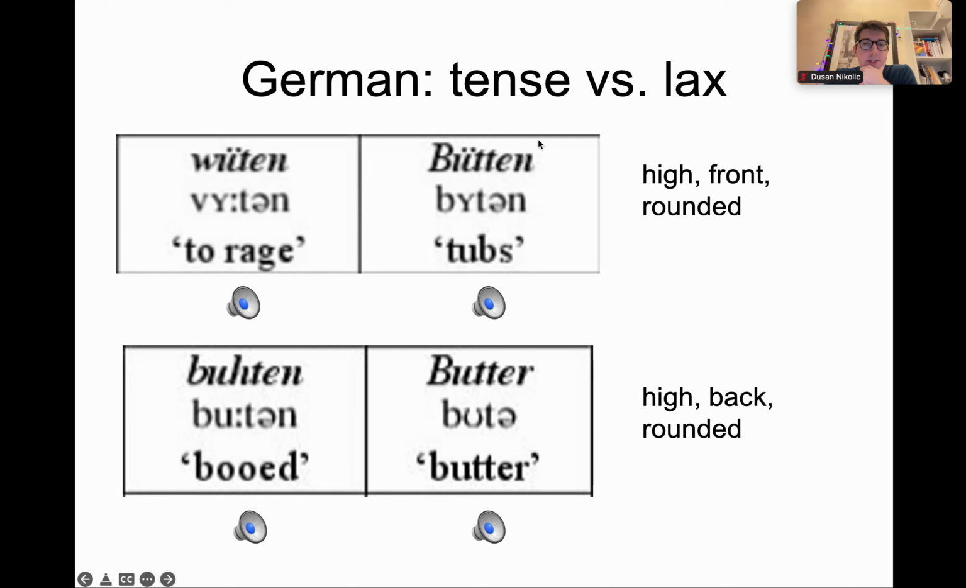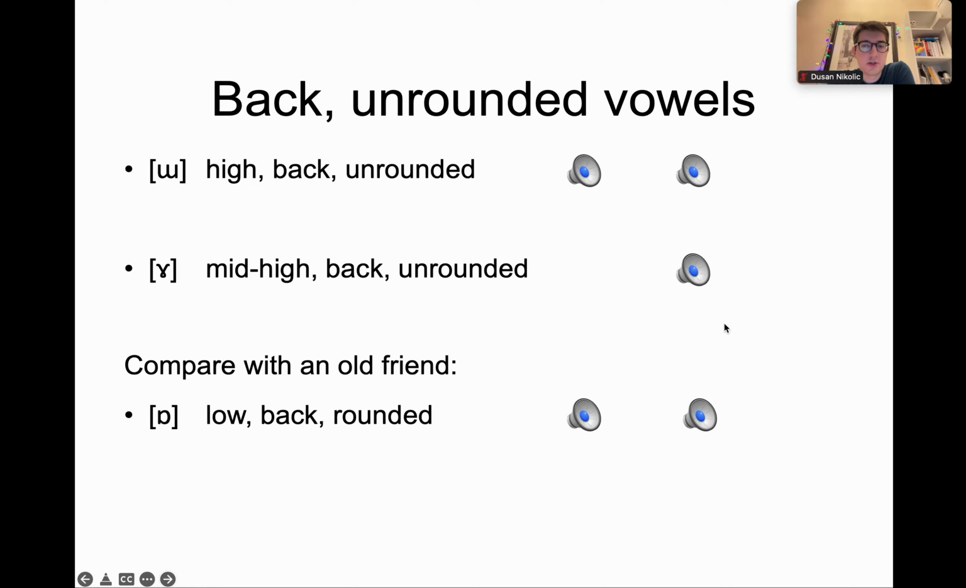All right, and these are wüten, bütten, right, the same, and buten, butter. We have high back rounded and high front rounded, right? But the distinction is between tense and lax. Bütten. Okay, so now we've talked about front-rounded vowels.